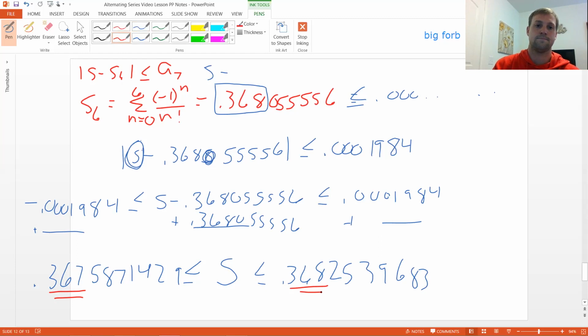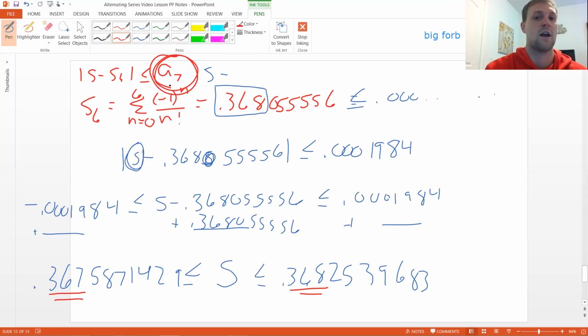And that's it. So the hardest part, honestly, was that you had to find a sub 7, trying to think about what value that next term was going to be. And then it's just setting up this formula and solving for S. That's all it is.